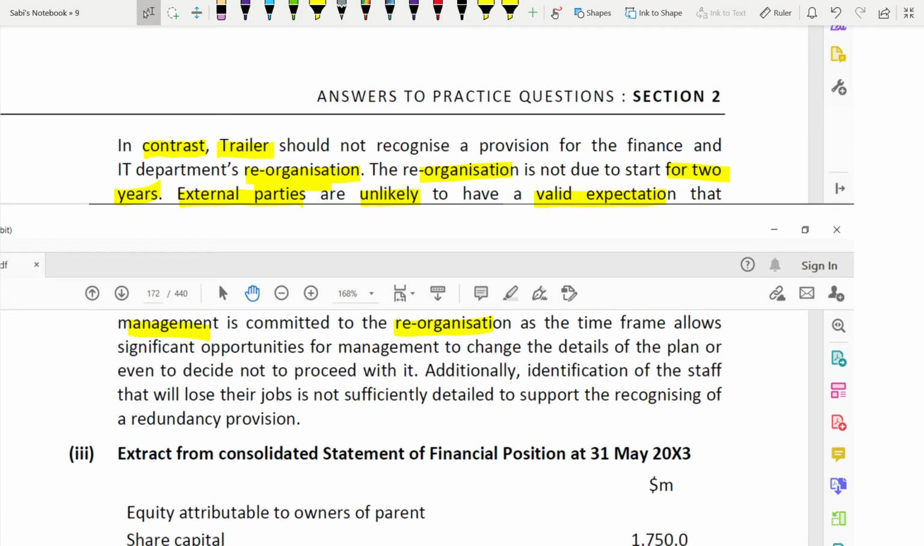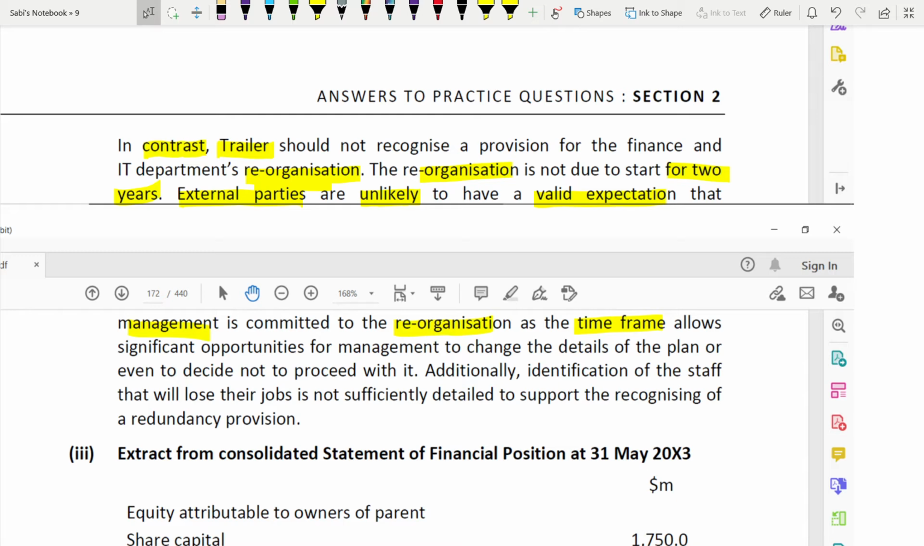So it's about organization. Okay. So managers, they are not committed to reorganization. So it's committed to reorganize this. Okay, they are unlikely to have a valid expectation. The management is committed to reorganization as the time frame allows significant opportunities for management to change the details of the plan. As the time frame, that 2 years, they told 2 years, they will not start.